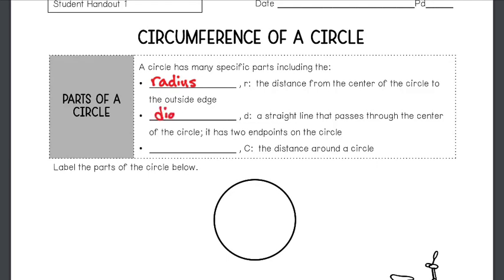The next one would be a diameter, and a diameter is a straight line that passes through the center of the circle, and it has two endpoints on the circle. The third item is circumference, and that is the distance around a circle.